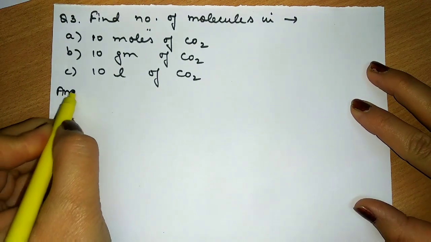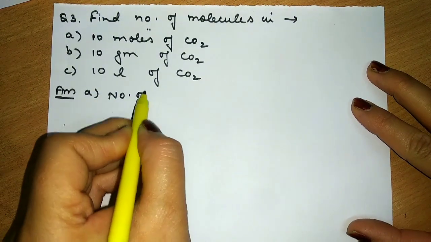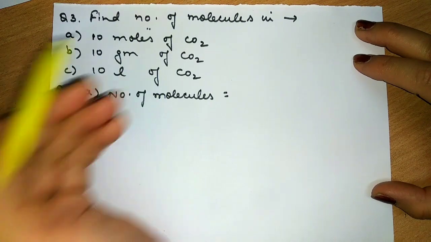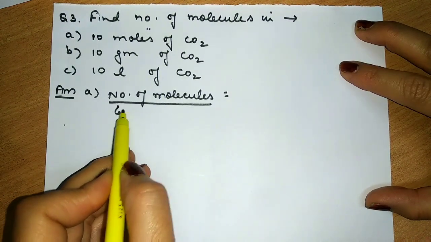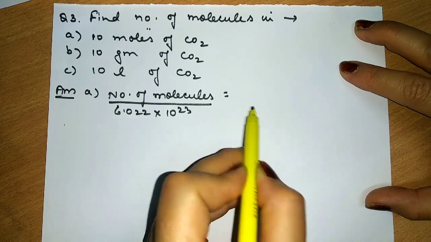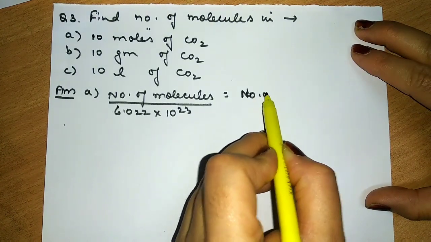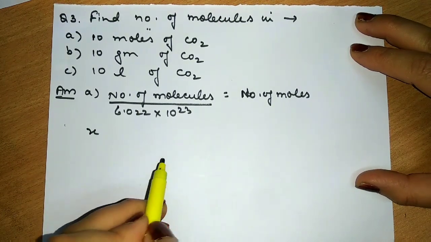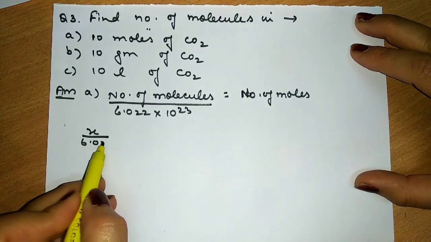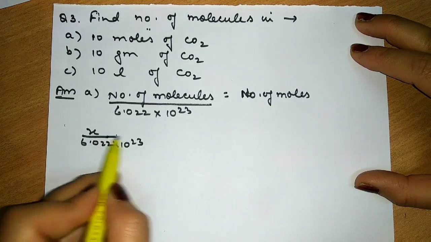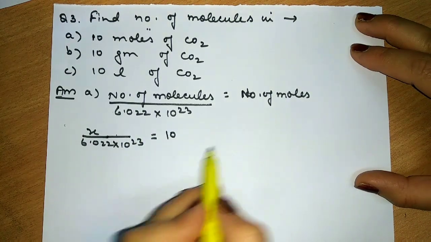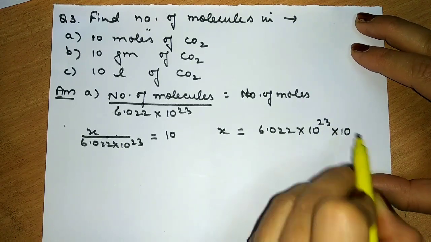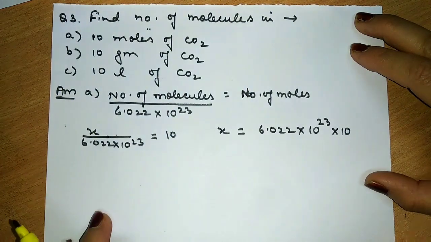Okay, so answer A: number of molecules divided by Na, which is 6.022 into 10 to the power 23, is equal to number of moles. So take number of molecules as x, which we have to find, divided by 6.022 into 10 to the power 23, is equal to number of moles given to us, which is 10. So x comes out to be 6.022 into 10 to the power 23 into 10, means 10 to the power 24. That would be your number of molecules.